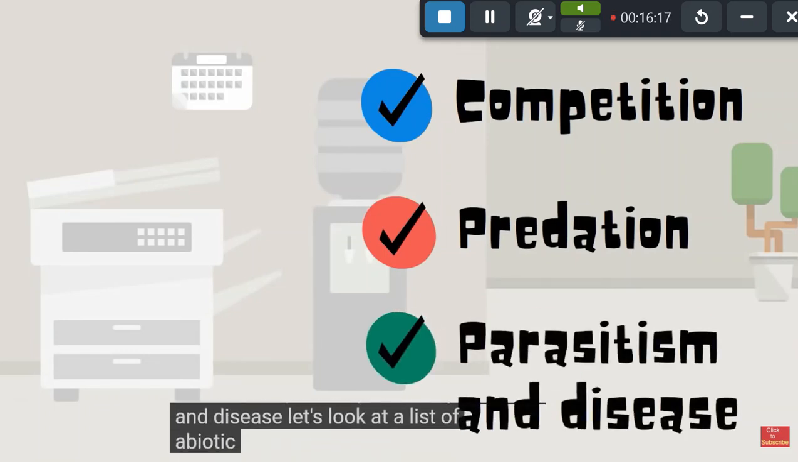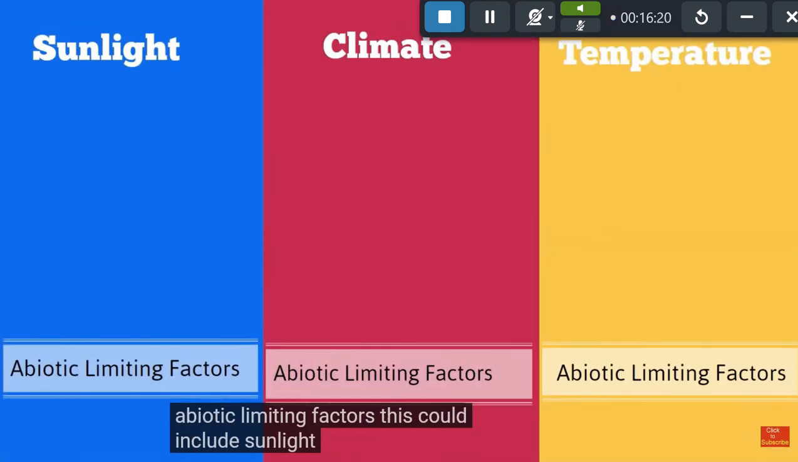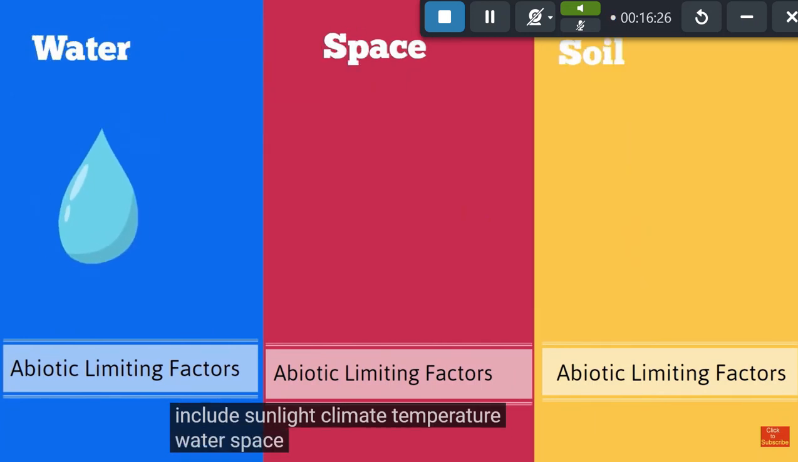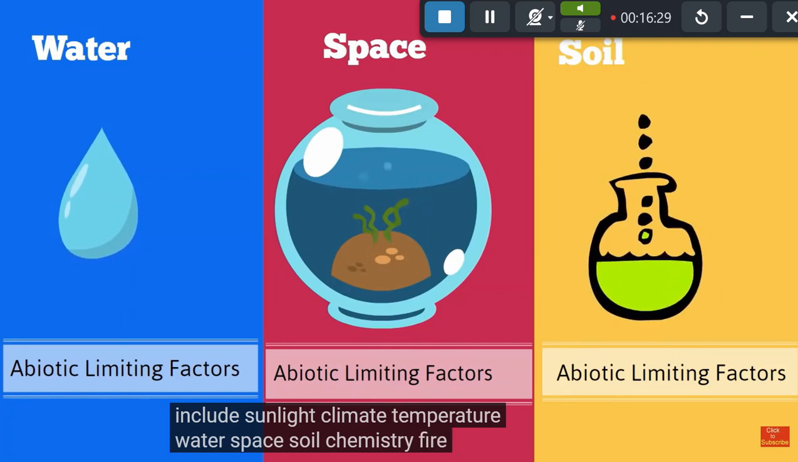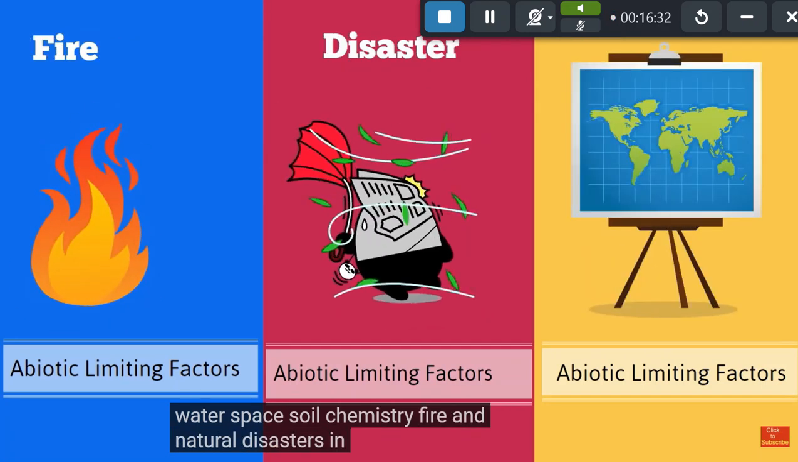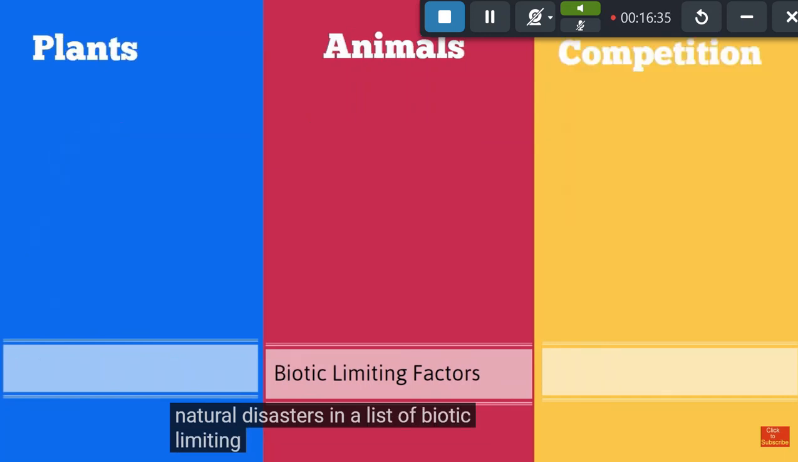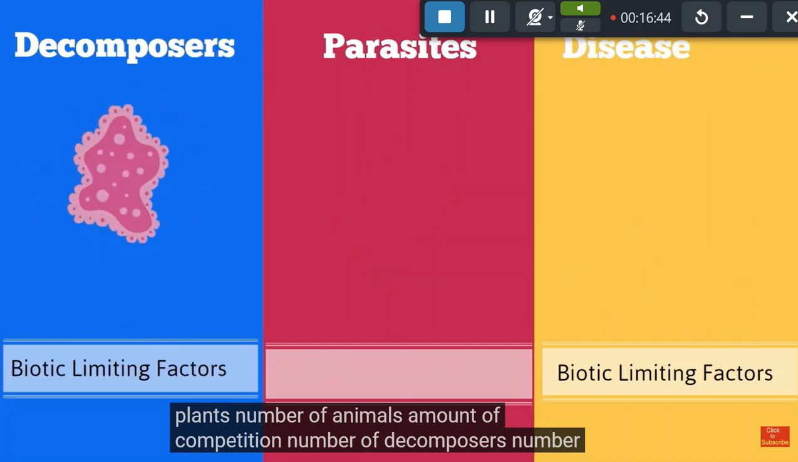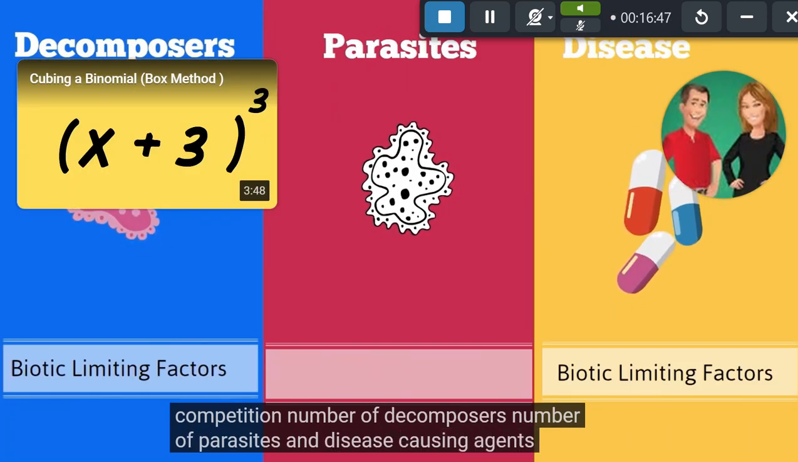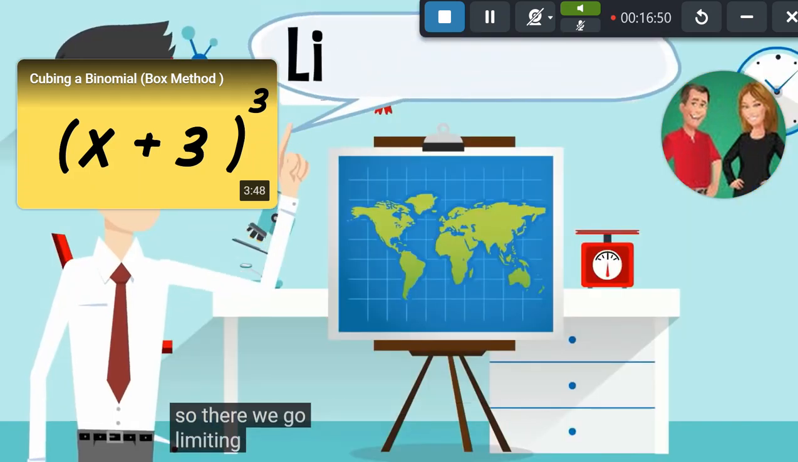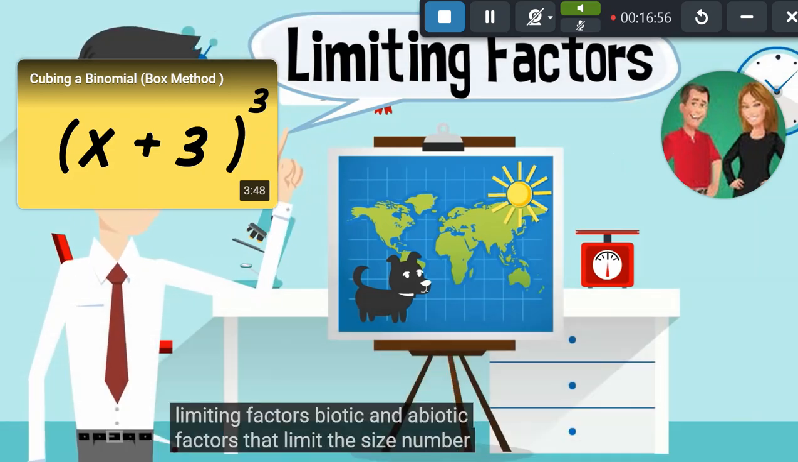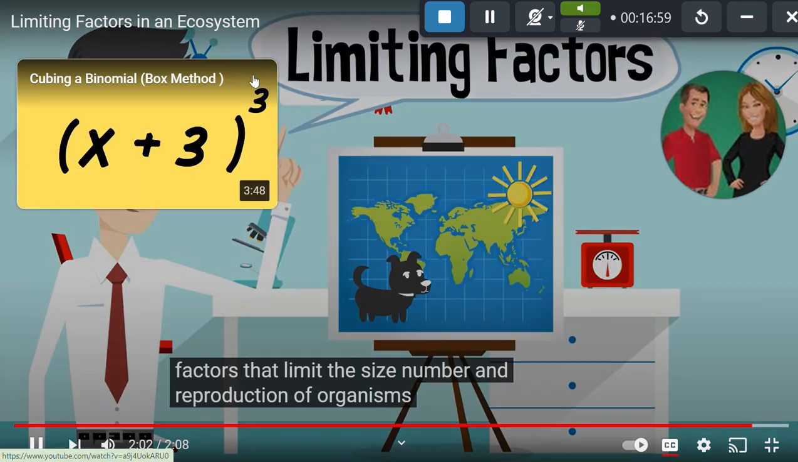Let's look at a list of abiotic limiting factors. This could include sunlight, climate, temperature, water, space, soil chemistry, fire, and natural disasters. And a list of biotic limiting factors includes the number of plants, number of animals, amount of competition, number of decomposers, number of parasites, and disease-causing agents. So there we go, limiting factors, biotic and abiotic factors that limit the size, number, and reproduction of organisms in an ecosystem.